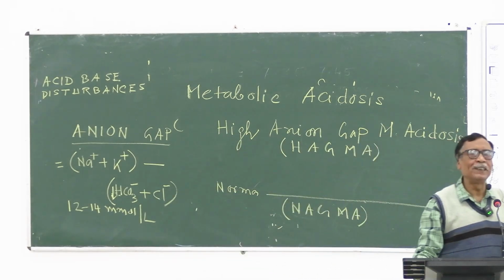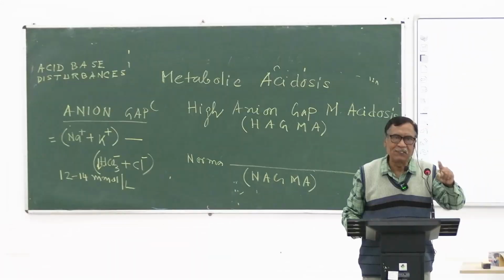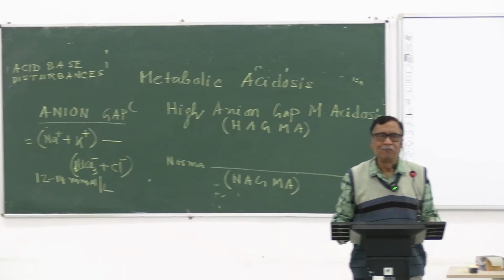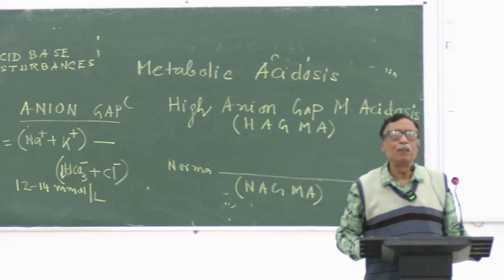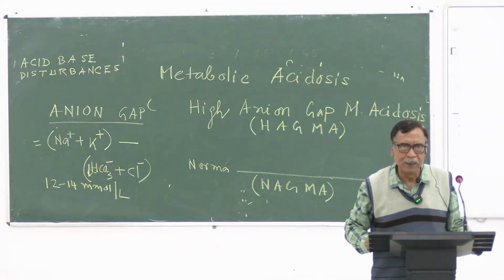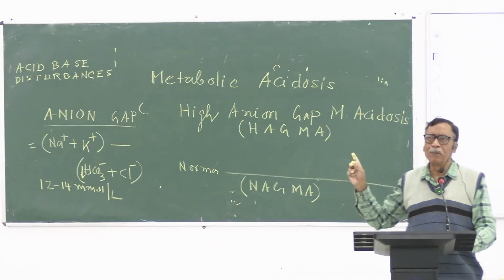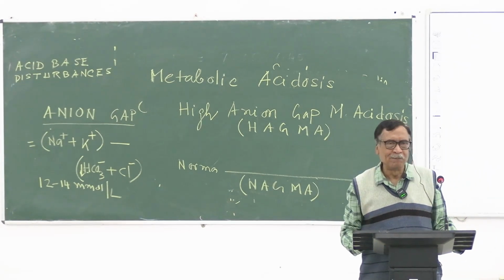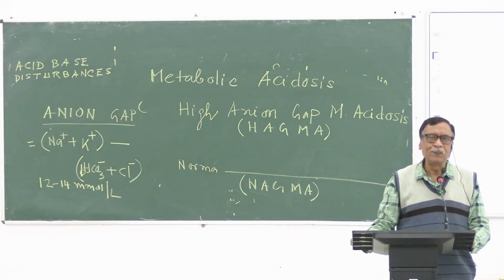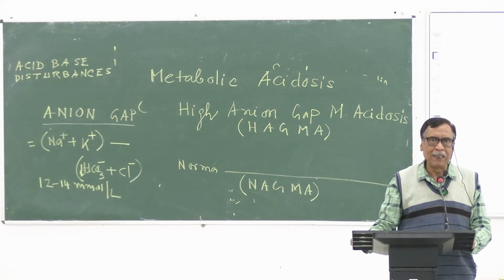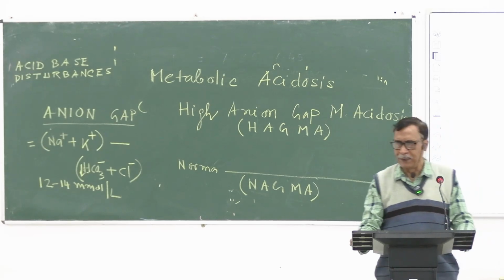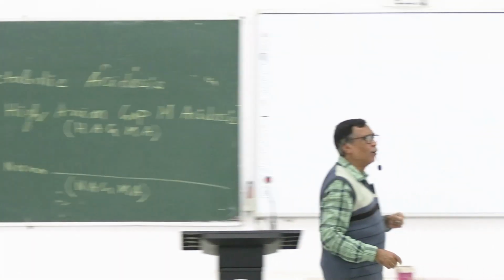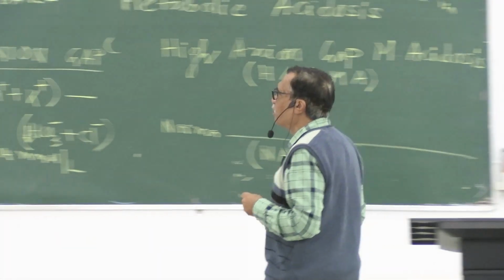The metabolic acidosis where anion gap is increased, and this occurs frequently, that metabolic acidosis is known as high anion gap metabolic acidosis. Most of the examples I have cited, that is diabetic ketoacidosis, lactic acidosis, uremic acidosis, acidosis due to any organic poisoning like methanol poisoning, ethanol poisoning, salicylate poisoning, all are high anion gap metabolic acidosis because of the decrease of the bicarbonate.